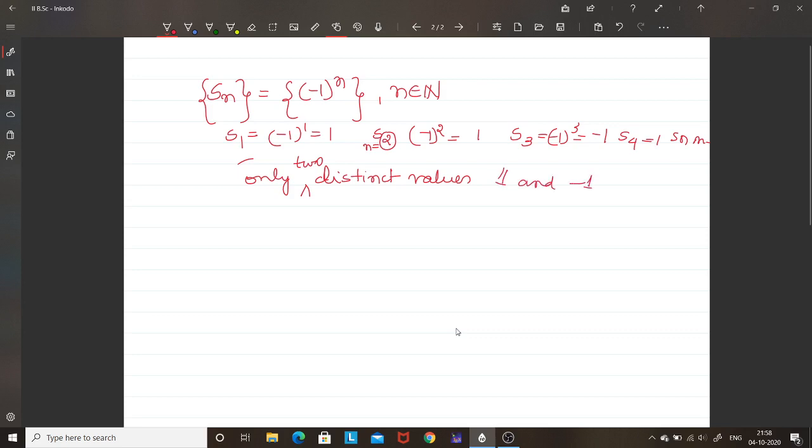And if I take one more example, Sn is equal to 1 by n, where n belongs to the set of natural numbers.